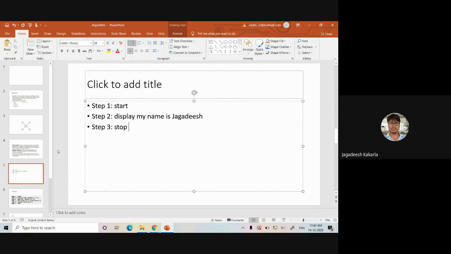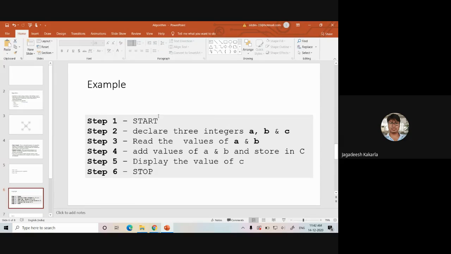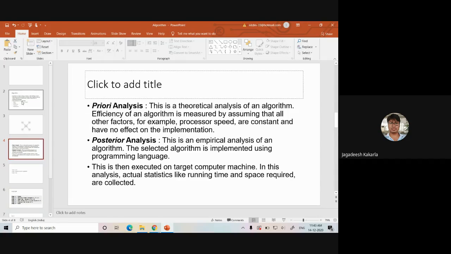Here I have taken another example. This algorithm performs addition of 2 numbers, stores the result and displays the result. Step 1 start, declare 3 integers a, b, c, read the values of a and b, because if I want to perform the addition of a and b, I need to know the values of a and b. Now here how many inputs are there? 2 inputs are there. a and b are the 2 inputs. So an algorithm can have 0 or more inputs.